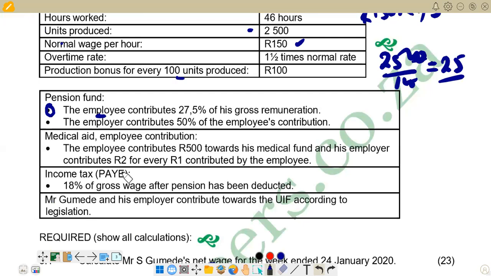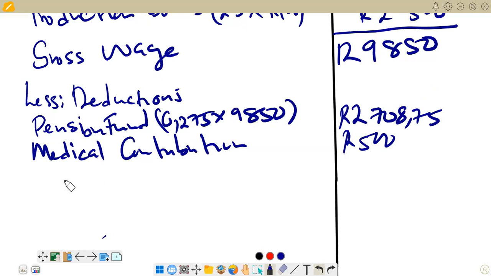We are now on income tax, PAYE, which is pay as you earn. It's 18% of gross wage after pension has been deducted. After pension is deducted. So what are you saying? We have to say gross wage, then we subtract the figure for pension. The answer that we get, we multiply by 18%. So we are now on income tax. We can just summarize the working. First of all, we have to subtract the pension fund from the gross wage.